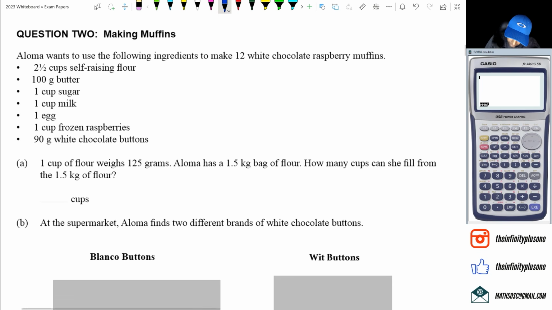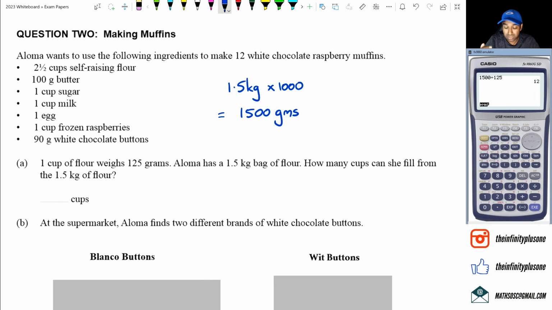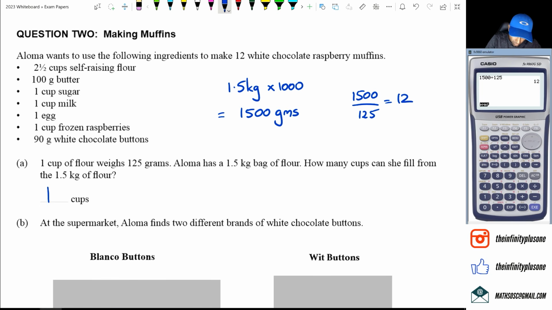So what we're going to do is work it out here. We've got 1.5 kgs multiplied by 1,000, and that's going to give us 1,500 grams. Now if each cup takes 125, and we've got 1,500 as the total amount of flour, we can just go 1,500 divided by 125, and that's going to give us 12 cups. So 1,500 divided by 125 is equal to 12, because each cup is taking 125 grams. So we've got our answer there, which is 12 cups.